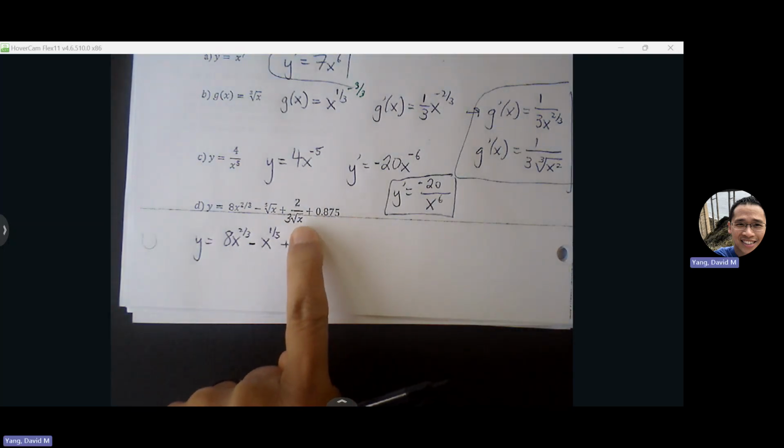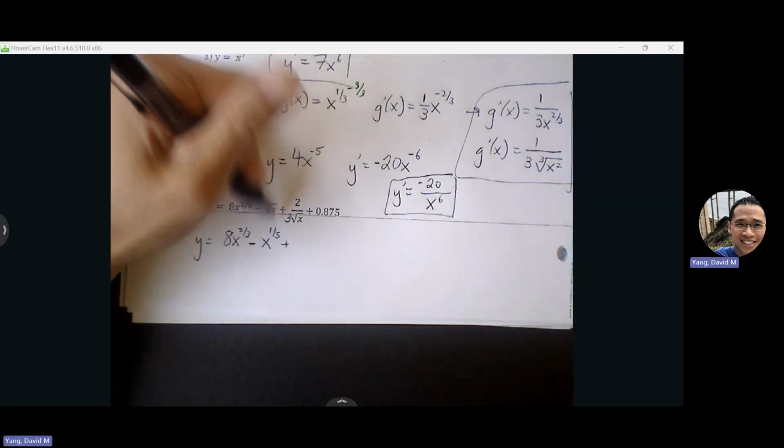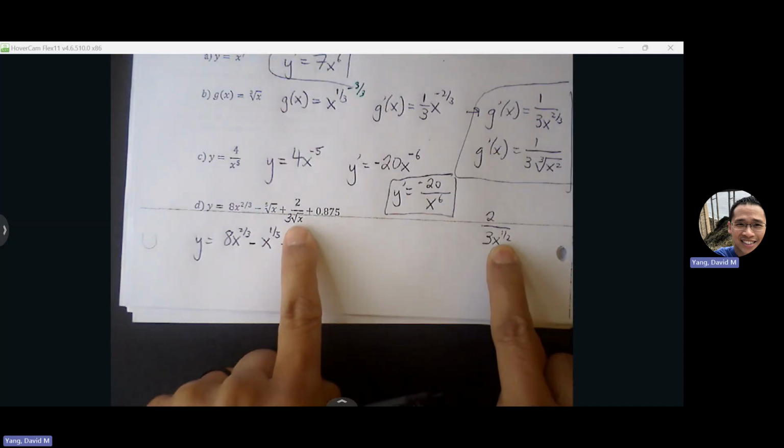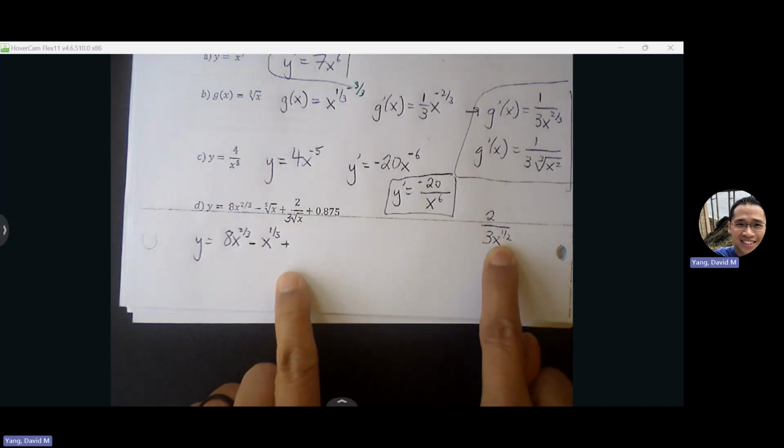2 over 3 root x is also not ready. So what needs to be adjusted? So 2 things. First off, the radical needs to be converted to a rational, and the variable has to be moved up to the top. So if I convert it to a rational, it'll become 2 over 3x to the 1/2, right? And if I push it up to the top, it becomes what? X to the negative 1/2.